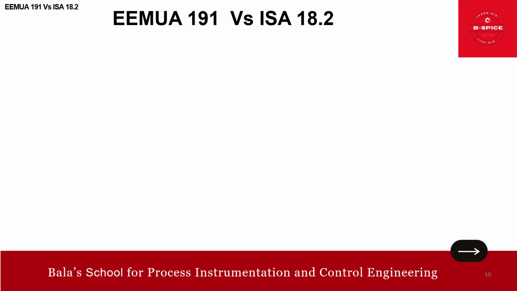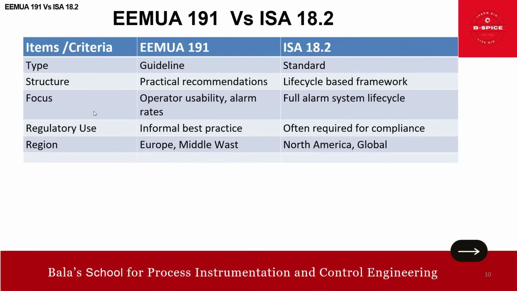Now we'll go to the climax. I have categorized 4 items, in fact, 5 items: type, structure, focus, regulatory use, and region. So it's basically the summary of what we had discussed earlier. EEMUA, yes, it's a guideline, right? It's not a standard, whereas ISA 18.2 is a formal standard. The structure is more on practical recommendations, whereas ISA 18.2 is a life cycle based framework. And the focus is more on operator usability and alarm rates, whereas ISA 18.2 focuses on the full alarm life cycle, right?